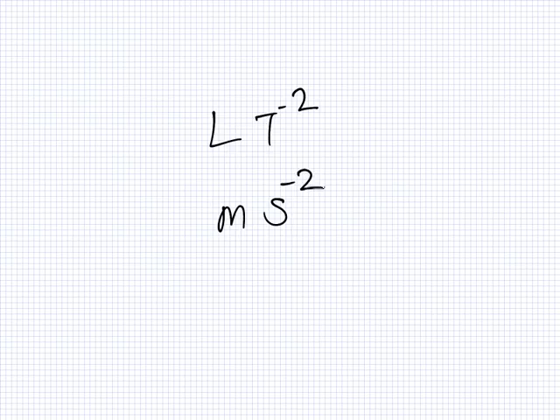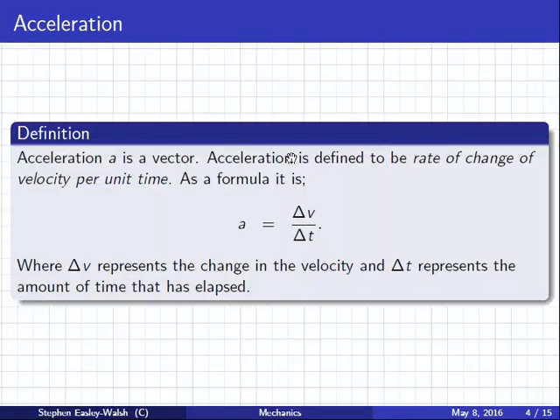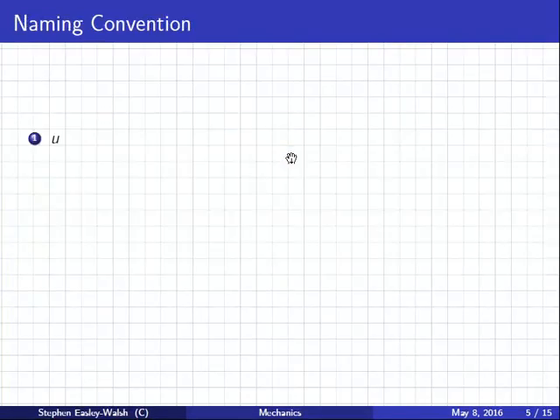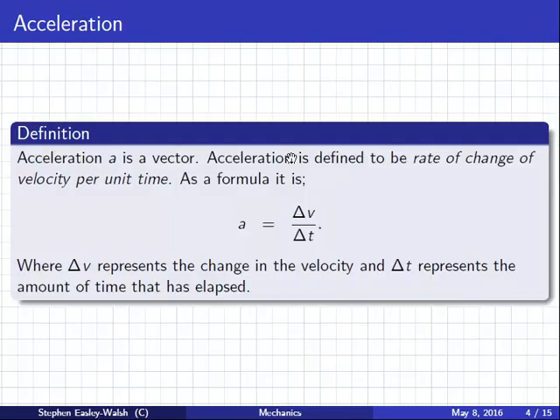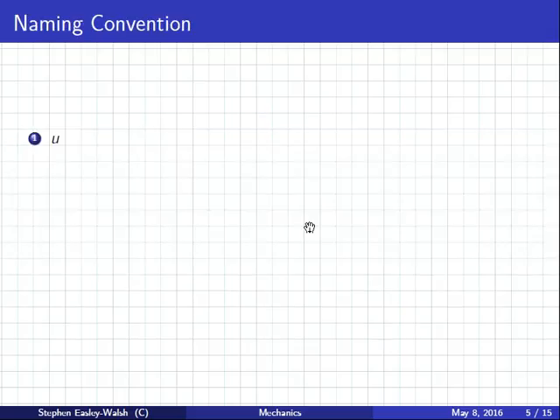Just to write it down here, the dimension is LT minus 2, and the unit usually is meters per second squared. I didn't write that here, I don't think. I have to add that in. Okay, great. This is the key formula: the change in the velocity divided by the change in the time, and its unit is meters per second squared.